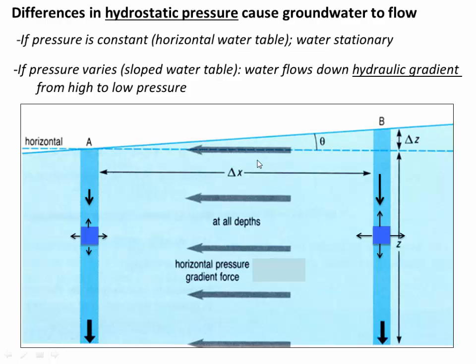But once we put a slope on the water table, the pressure starts to vary. So literally, the parcel of water below B is under higher pressure because there's more water above it. A is under lower pressure because there's less water above it. So this sets up a pressure gradient, which we call a hydraulic gradient, between points A and B. And water is always going to flow away from the high pressure under B, and it's going to flow towards lower pressure at A. That's shown by these arrows here.